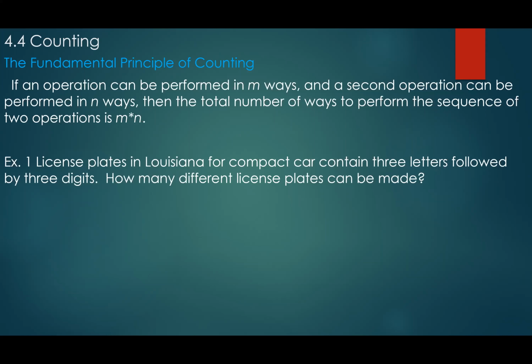And that's what the fundamental principle of counting tells you: if we know the total of each group, or the number of ways that we can perform each step, all we need to do is multiply them together. So if you look at example 1, you say, wait a minute, Mr. Tran, you gave me the easy example, but now the license plate is not what you just mentioned. Louisiana license plates for a compact car contain 3 letters followed by 3 digits.